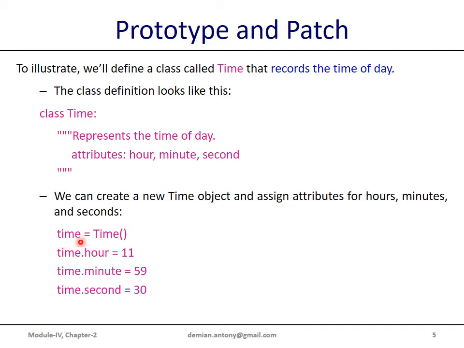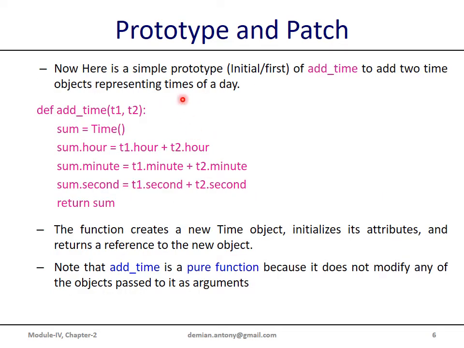Now let us create the Time object, and then assign values to the attributes. We have created an object called time. Then we assign values 11, 59 and 30 for the hour, minute and second attributes respectively.